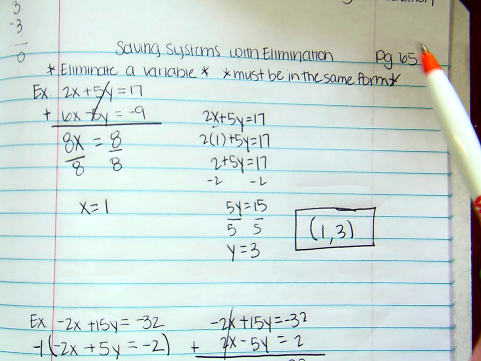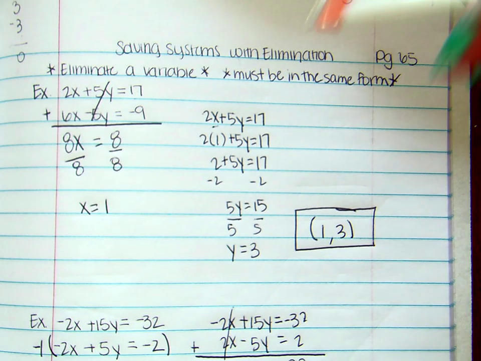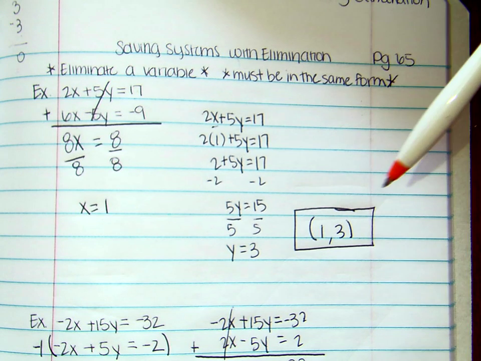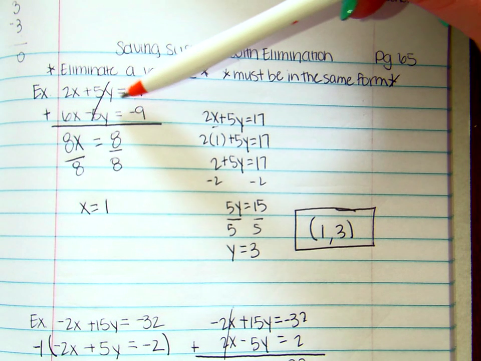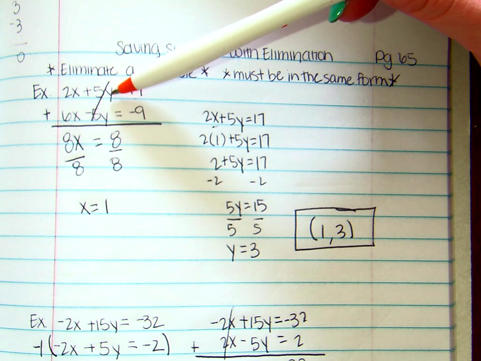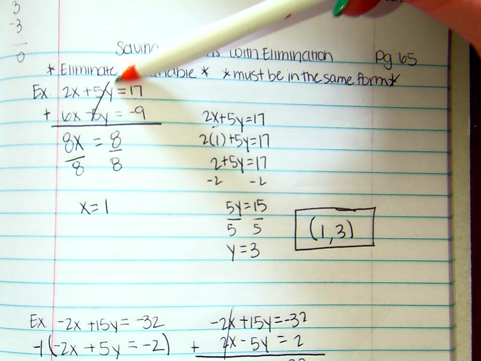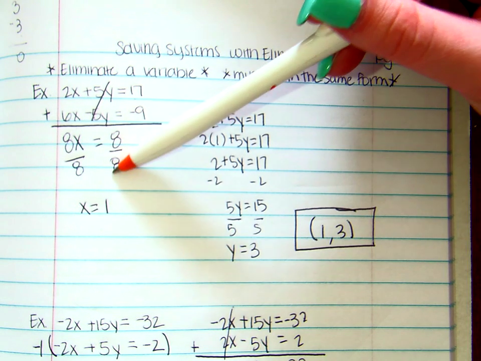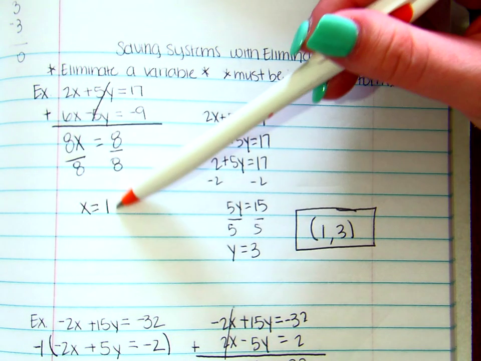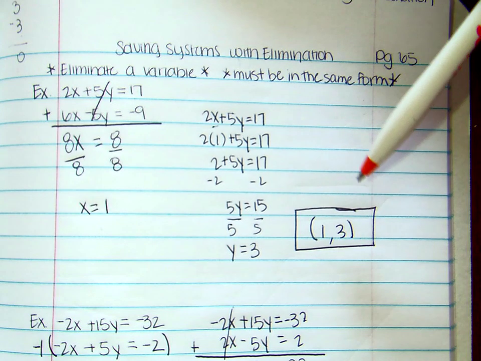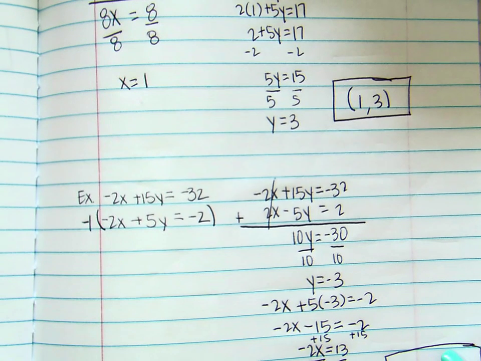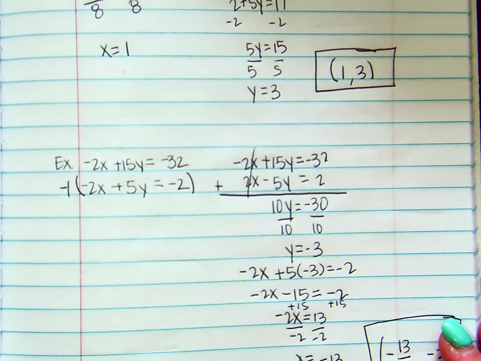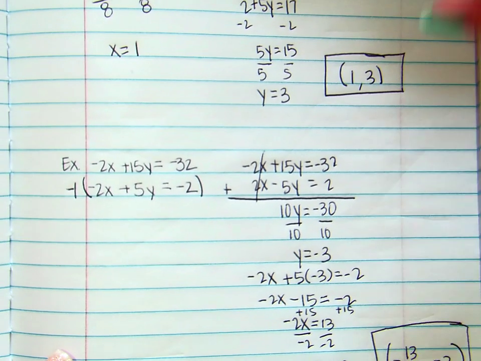Because if we have the same number but opposite signs, when we add them together, they're going to equal 0. We also need both equations in the same form, and they can be in standard form or slope-intercept form, but they need to be in the same form. So this example was the first example that we did. I was able to add these two together, and because my y had the coefficient of 5 and this one had -5, those canceled out. And I was able to solve for x. I took that number and substituted it back into one of the equations, and then I got my solution, which is my intersection point.